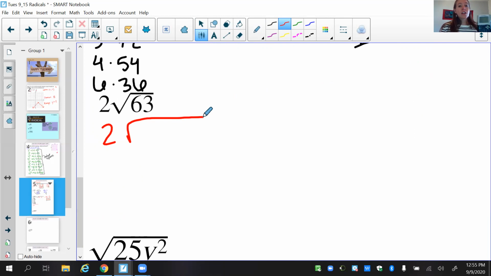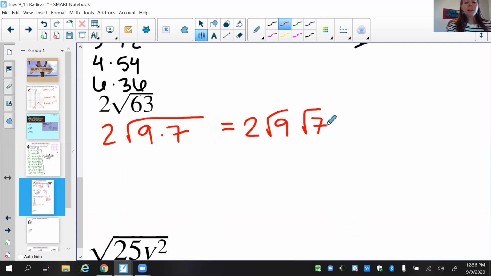What you can do is start dividing your number by your perfect squares. So I'm going to say, okay, 63 divided by 4. That doesn't work if you're following along. 63 divided by 9. Ooh, that does work. So I can use 9 times 7 because 9 is a perfect square. So I'm going to look at those individually. I'm going to say this is really 2 times the square root of 9 times the square root of 7.